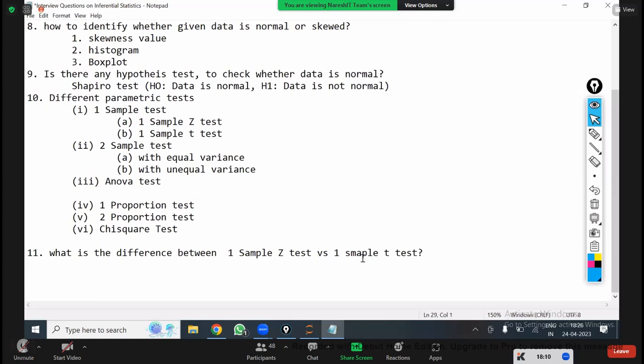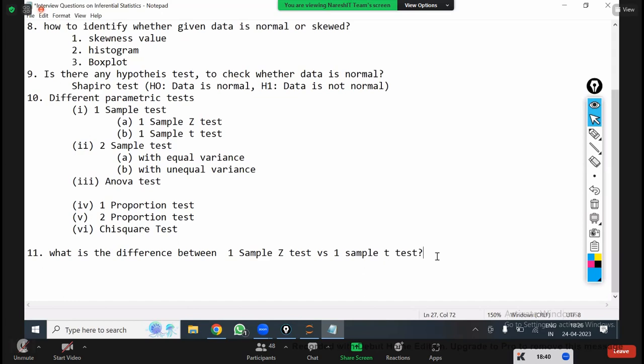Now, for example, if your sample size is greater than 30, there is no difference between the t-test and z-test. Because after 30, the probability values in the z table and in the t table will be the same. There will be no difference. Below 30 only, a lot of difference will be there. More than 30, there will be no difference. That is the reason for the minimum sample size.